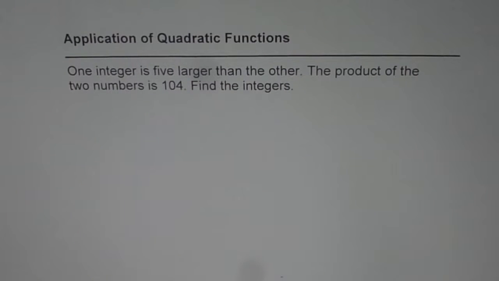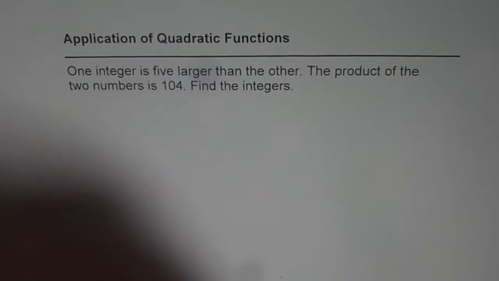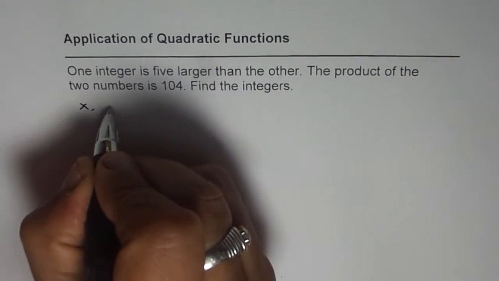I'm Anil Kumar, and now let us take a question on application of quadratic functions. One integer is 5 larger than the other. The product of two numbers is 104. Find the integers. So let us say that the integers are x and y.